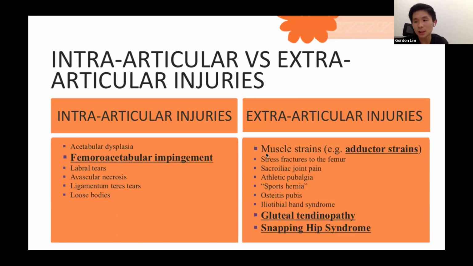It is usually accompanied with tenderness over the greater trochanter, and occasionally this pain can also radiate down the outside of the thigh. And lastly, we will talk about snapping hip syndrome, which is characterized by a snapping sensation around the hip when it is moving.